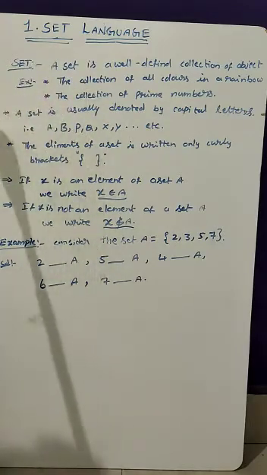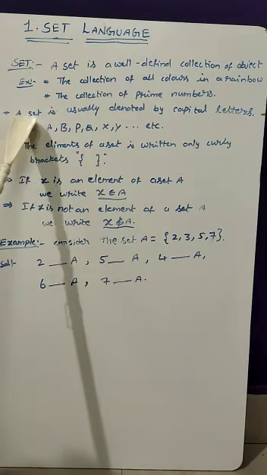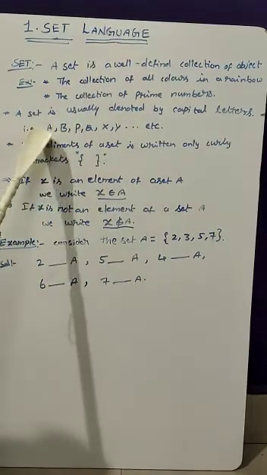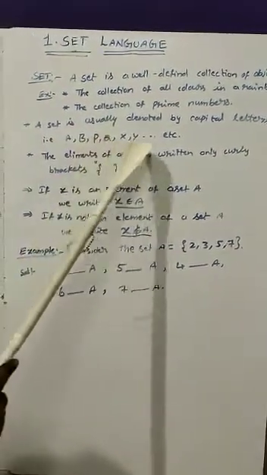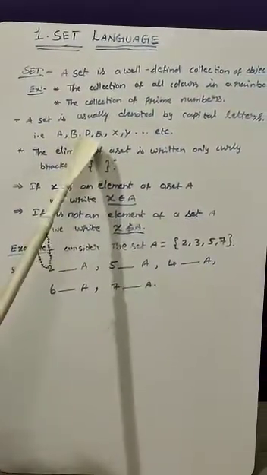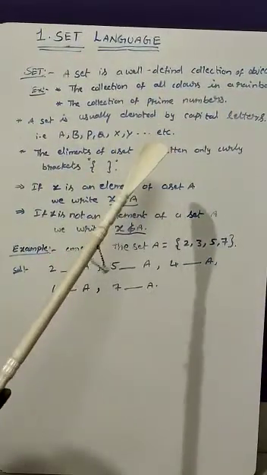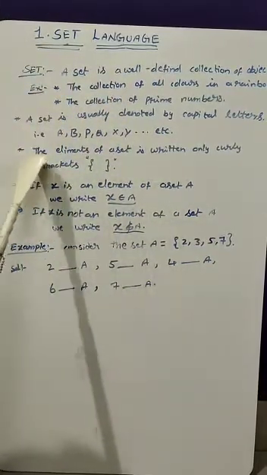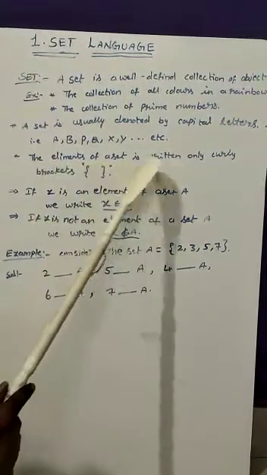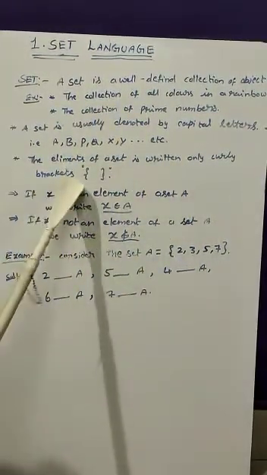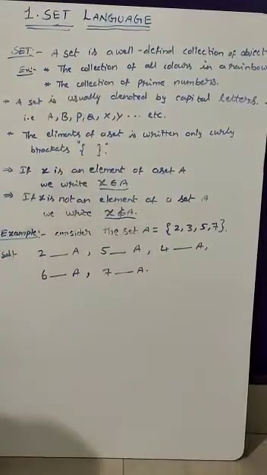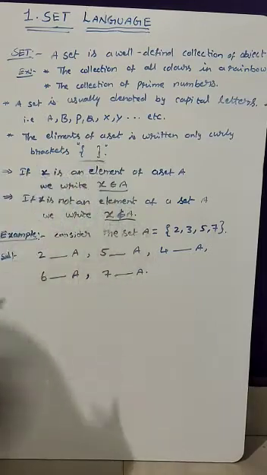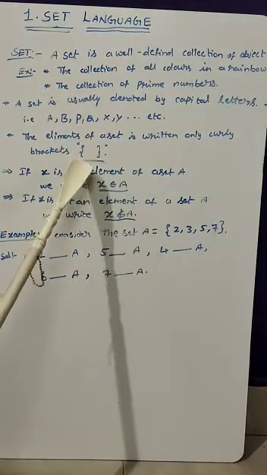And then how do we write a set? So listen. A set is usually denoted by capital letters of the English alphabet, that is A, B, C, D up to Z, like A, B, P, Q, X, Y and so on. And next, the elements of a set are written only within curly brackets. So these are the curly brackets. The elements of the set you have to write in these brackets.